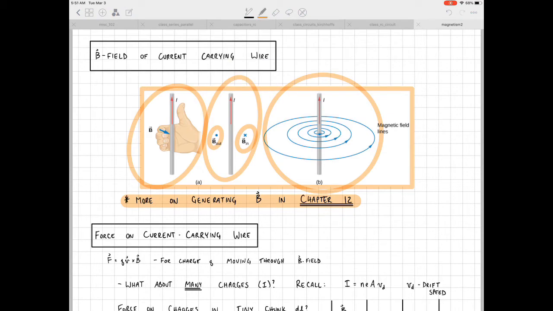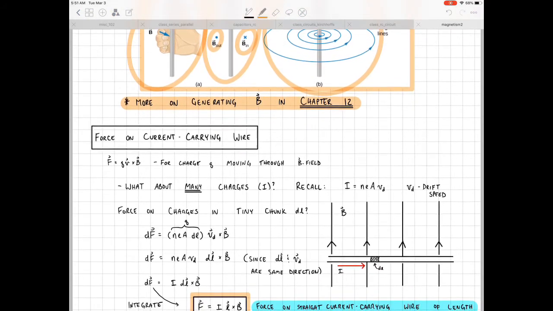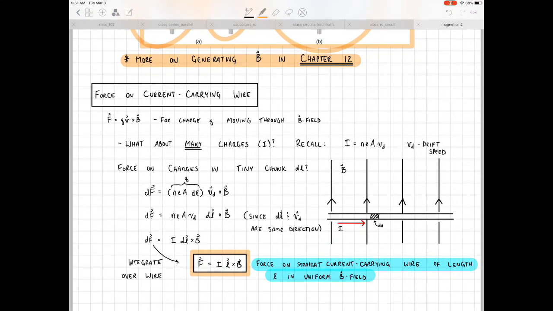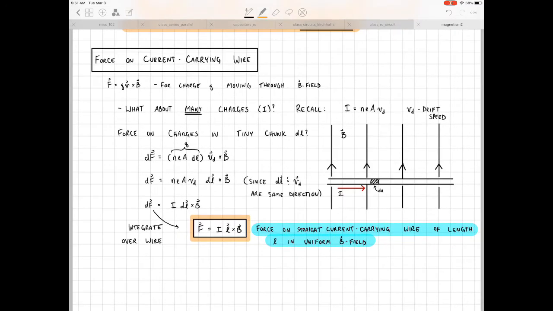The reason that it's out of place is that it seems like most of chapter 11 is focused on what happens to charges that are moving through magnetic fields, and we're not really interested yet in how those magnetic fields get generated, right? And so this next section, the force on a current carrying wire, is about what happens to your current carrying wire if it's placed in a B field.